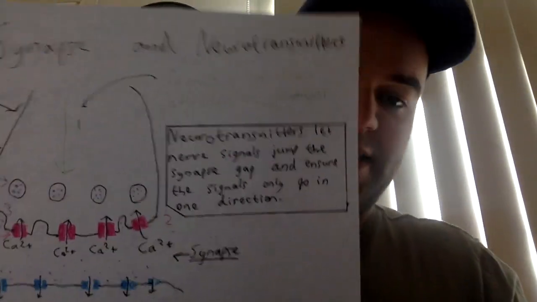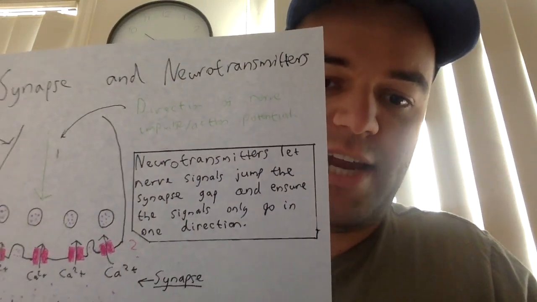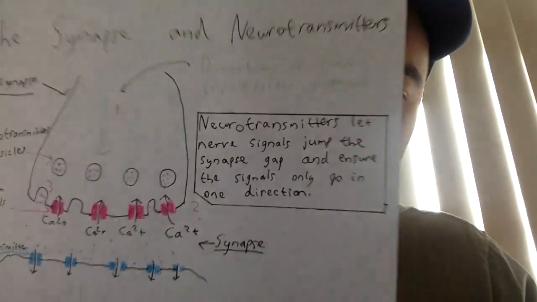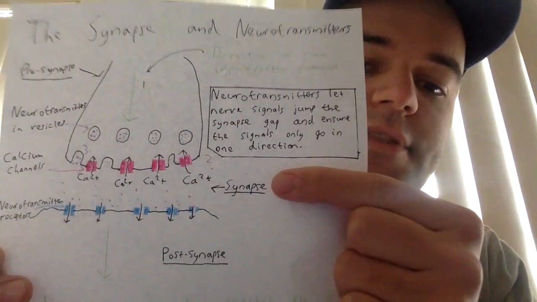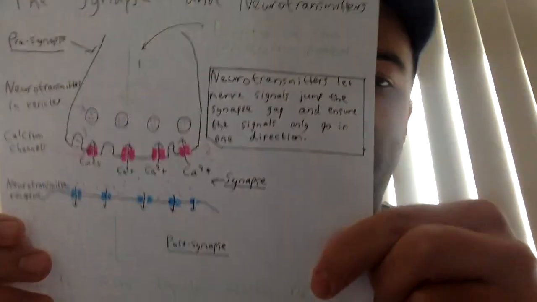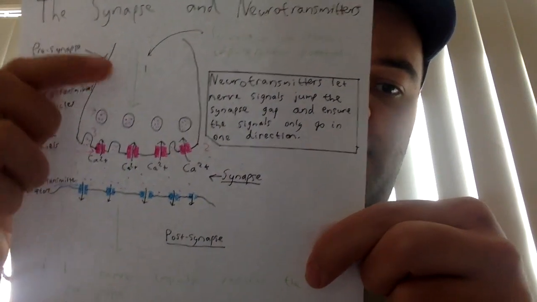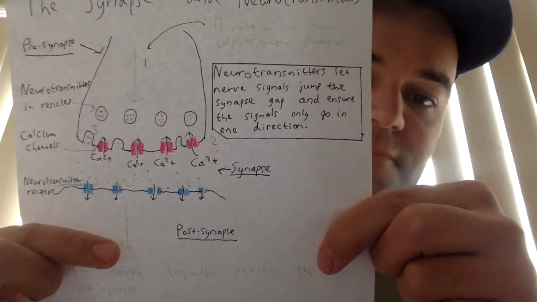And synapses rely on what we call neurotransmitters to let the signals jump the gaps. And I've just written that there. Neurotransmitters let nerve signals jump the synapse gap and ensure the signals only go in one direction. So I've just put down here, the synapse is the gap between the two nerve cells. This is the presynapse, so where the nerve signal is coming from, and this is the postsynapse, where it is going to.